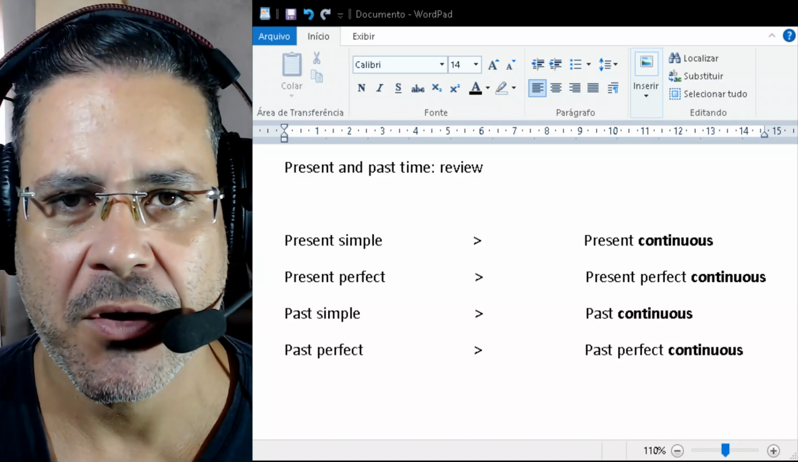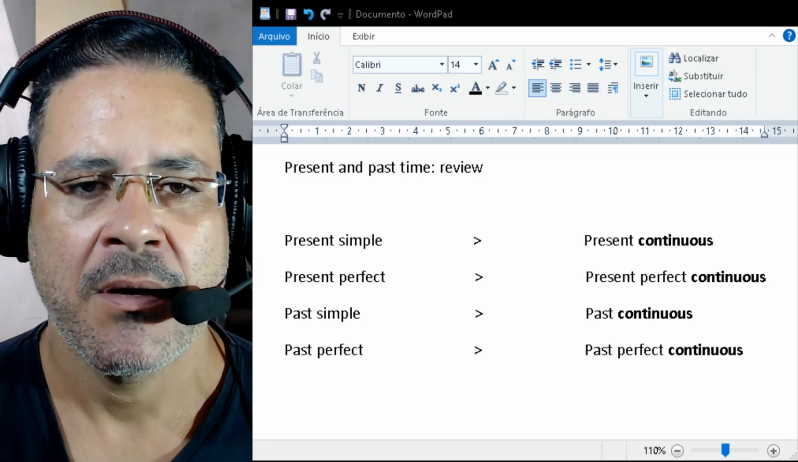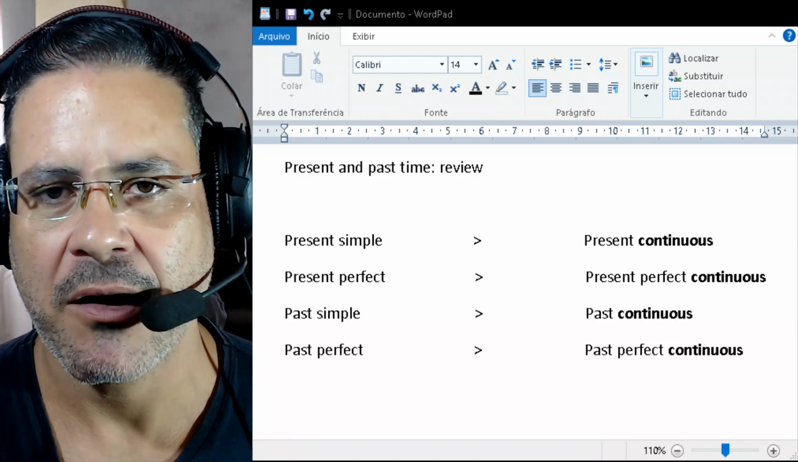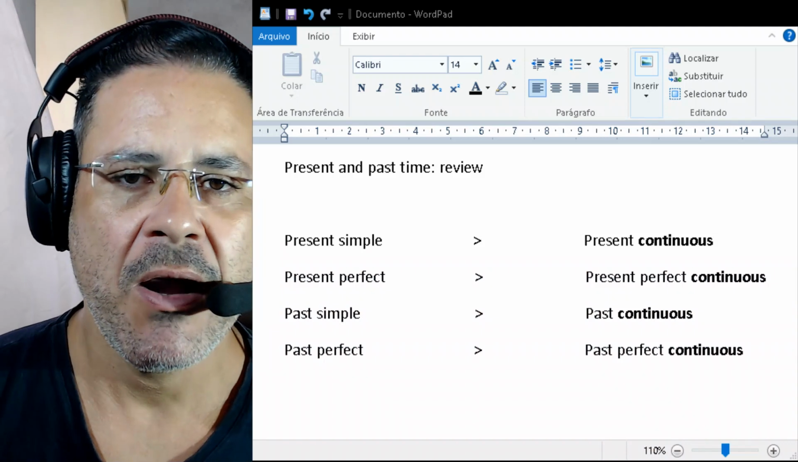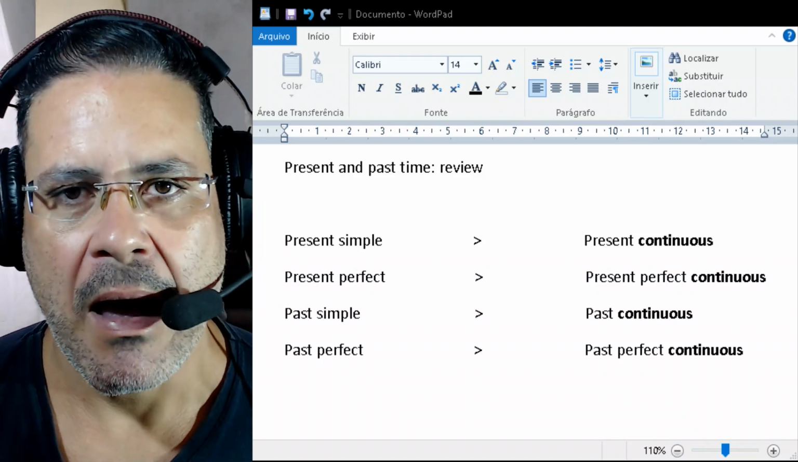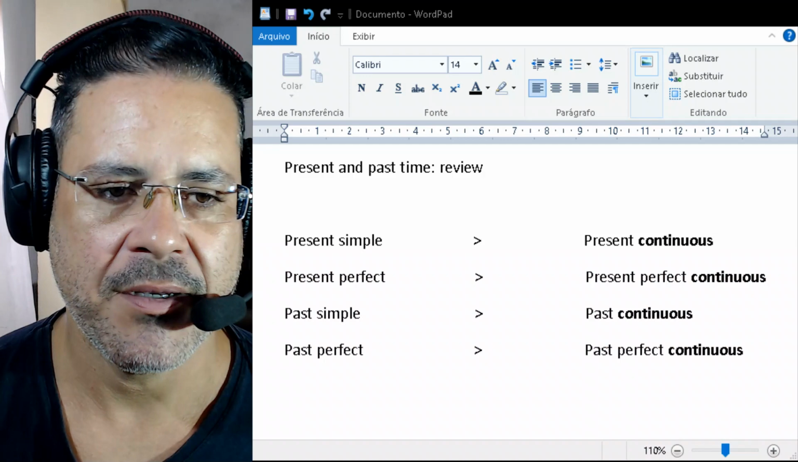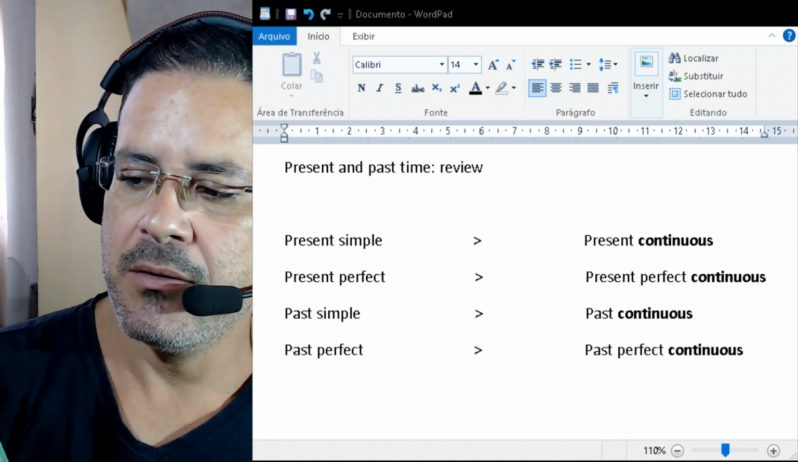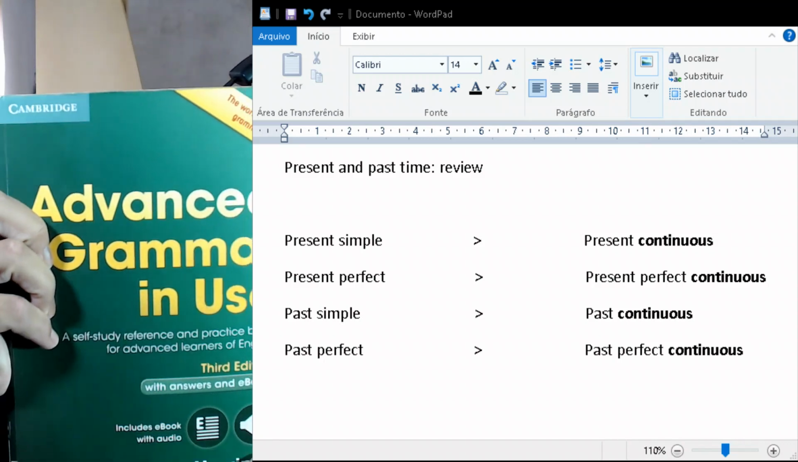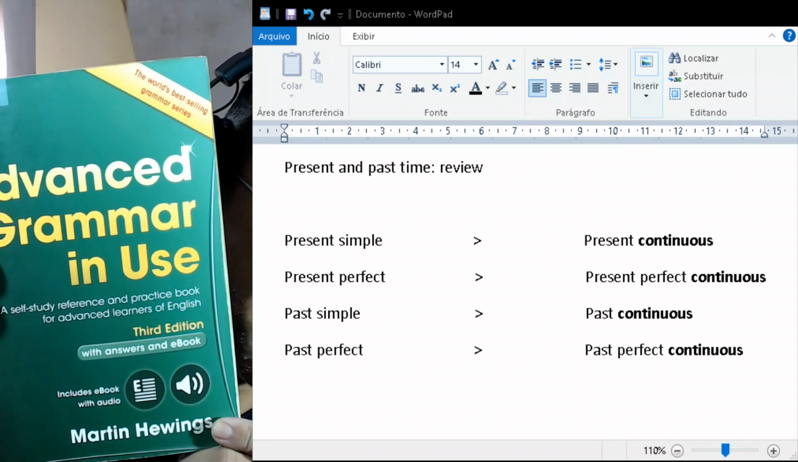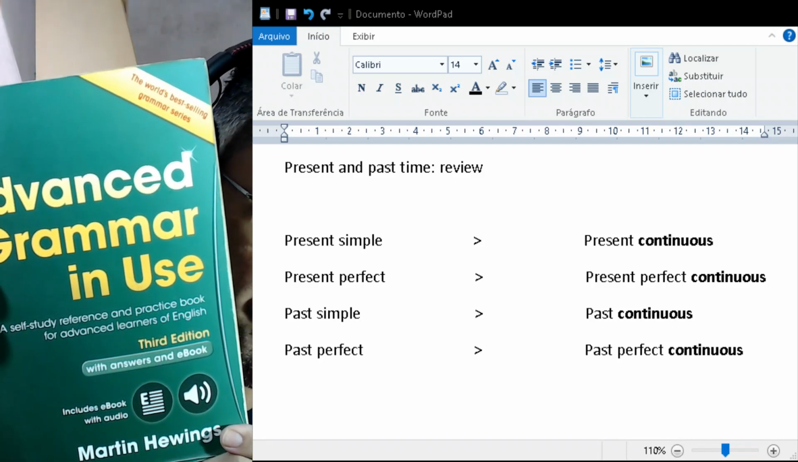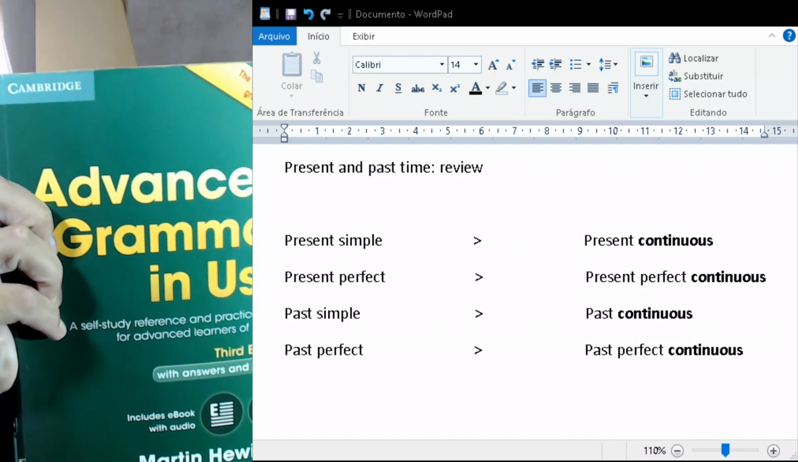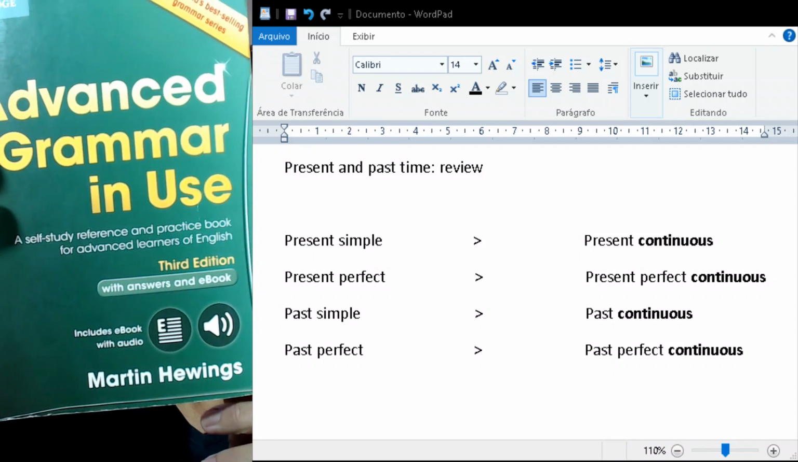Today we're going to be talking about one of the last exercises of a series. We've been talking about the tenses in English, the tenses related to the present and to the past, and how they intercalate into each other. Again, we're considering here Advanced Grammar in Use from Cambridge University. This is a self-study reference and practice book for advanced learners of English from Cambridge University by Martin Hewings.